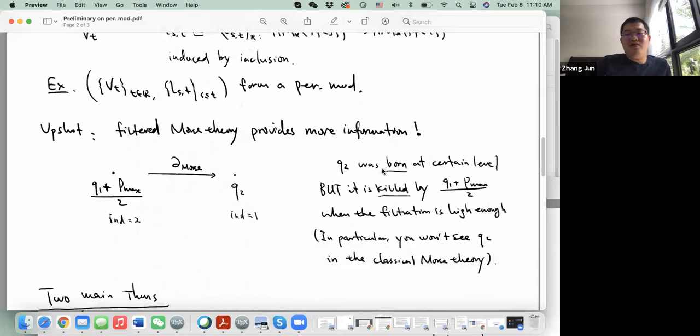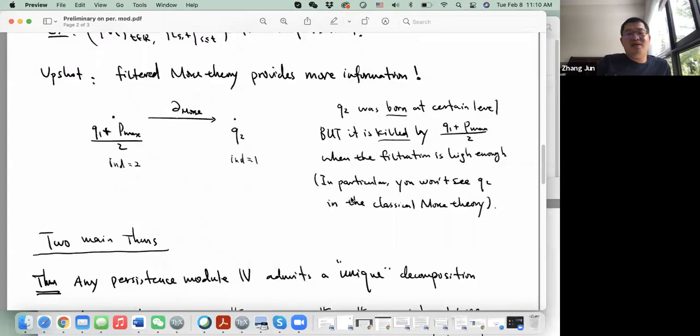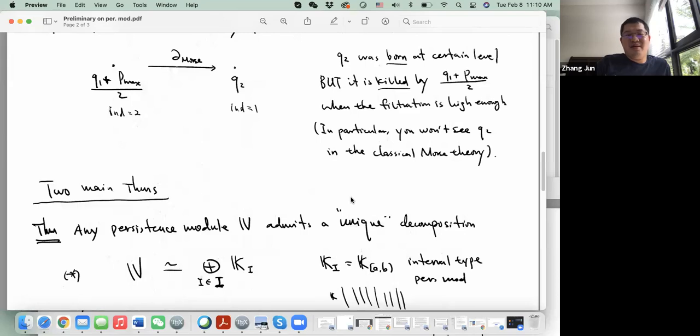As I write here, Q2 is born at a certain level, and killed by something when the filtration is high enough, when you see both Q1 and P max. In particular, you will not see that Q2 in classic Morse theory. And this thing can actually be formulated in a quite algebraic way.